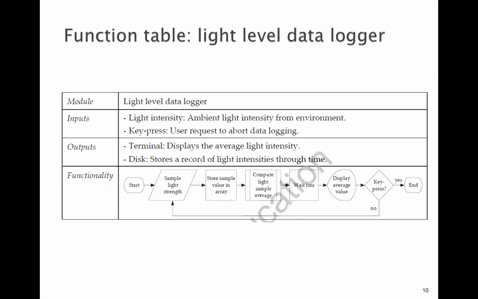So we can then construct a function table for this data logger. We have inputs: light intensity, the ambient light intensity within the environment, and key press, a user request to abort the data logging. And outputs: terminal, and disk, where we store the report of light intensity. And the functionality simply presents the flowchart we have shown in the previous slide.